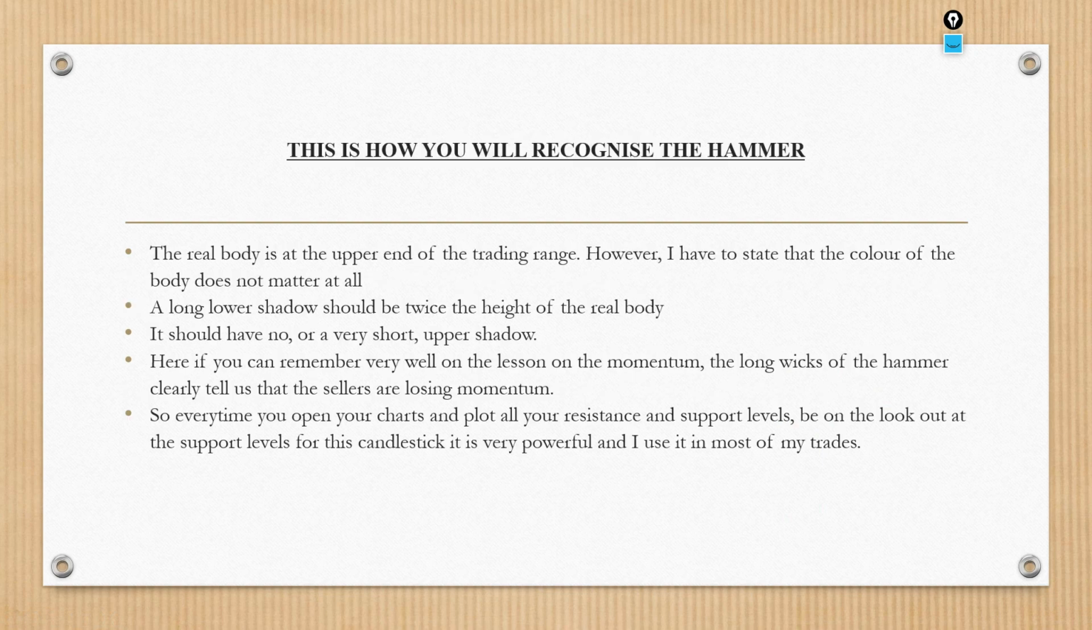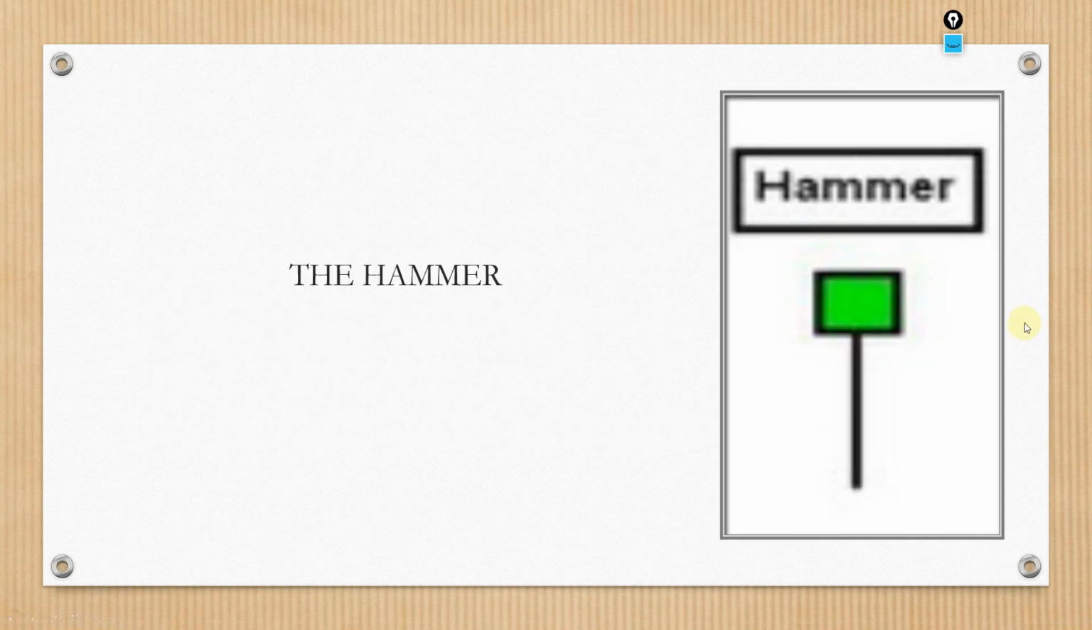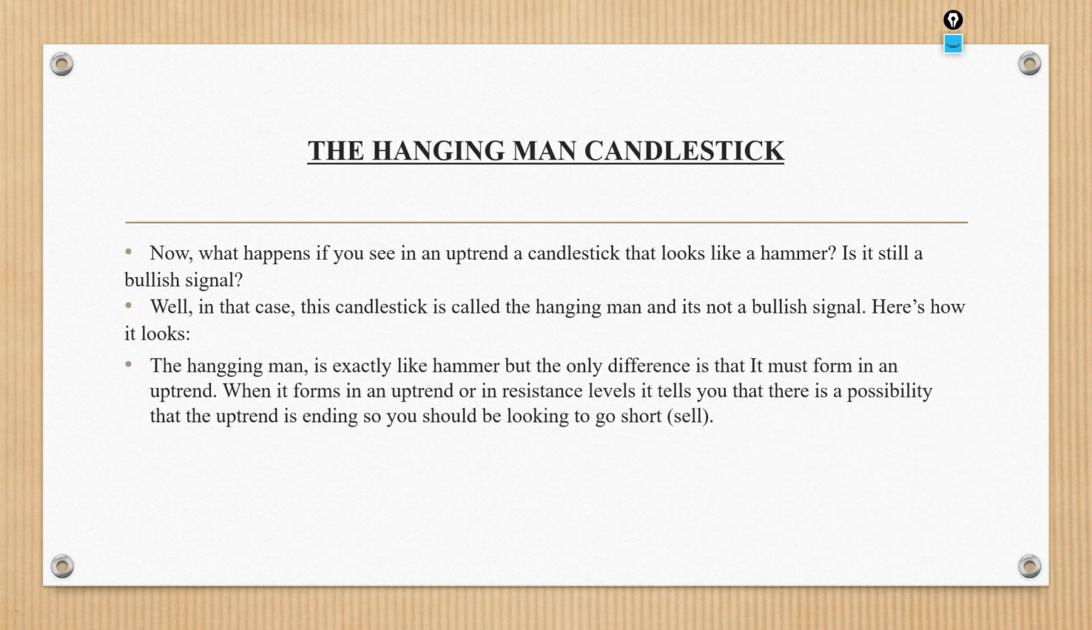The hammer. So let's talk about the hammer. This is how you recognize the hammer. Of course, it's something you can read. Yeah, the hammer looks like this. And if we can remember on the selling and buying pressure on candlesticks, what does it signify? It signifies strong buying pressure. So if such a candle occurs at a support level, then we should be anticipating a buy.